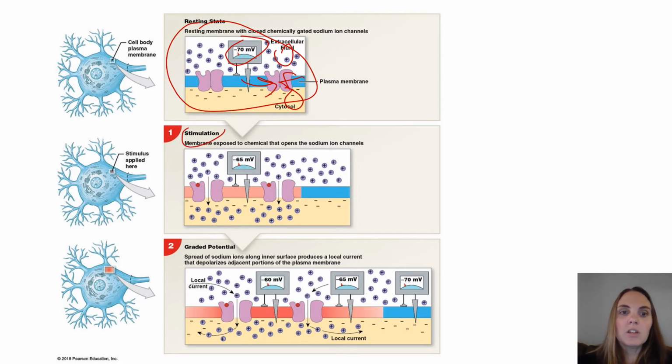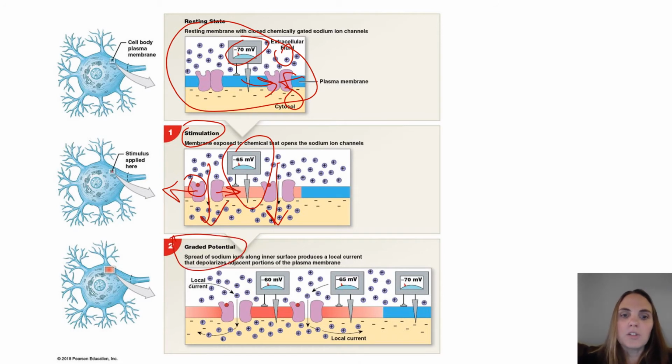We get a stimulation, which is the binding of a ligand or chemical to that ligand gated channel, and that's going to cause the channel to open. That opening of the channel is going to allow positive sodium ions to flow into the cell. Those positive sodium ions flowing into the cell are going to change the membrane potential of the cell. Because we have positive ions coming in, it's going to make the membrane potential more positive. So we're going from negative 70 to negative 65.